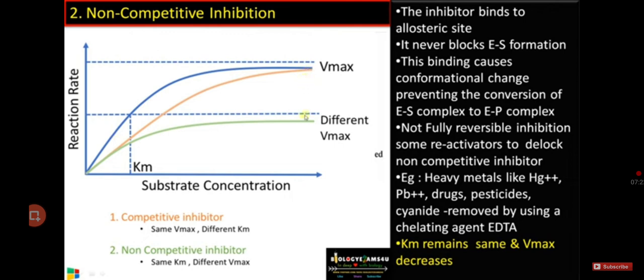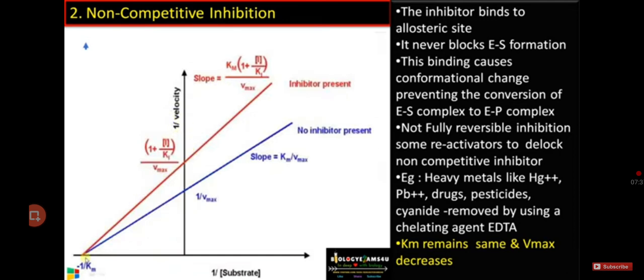The Vmax has shifted lower, indicating the velocity of the reaction decreases as more and more enzyme substrate complexes are formed which are inactive. Thus it slows down the velocity of the reaction. And this is the Lineweaver-Burk plot. As you can see here, the Km remains the same, whereas the Vmax has shifted from this position to this position, indicating that the Vmax has lowered, so there is a decrease in velocity. So in non-competitive inhibition, Km remains the same, whereas Vmax decreases.